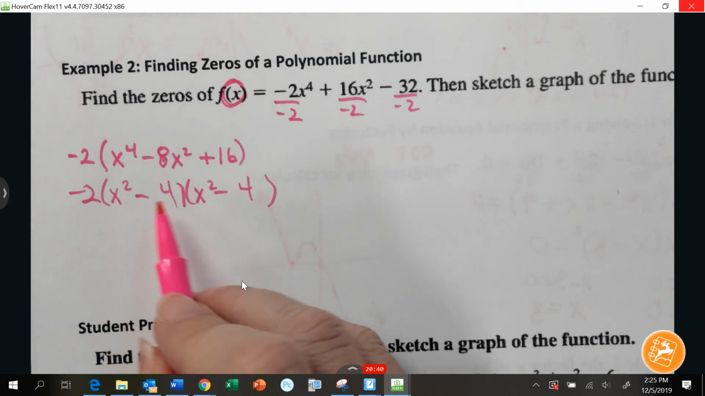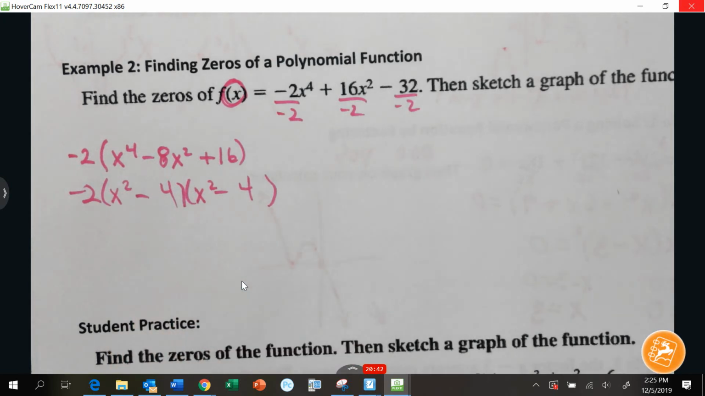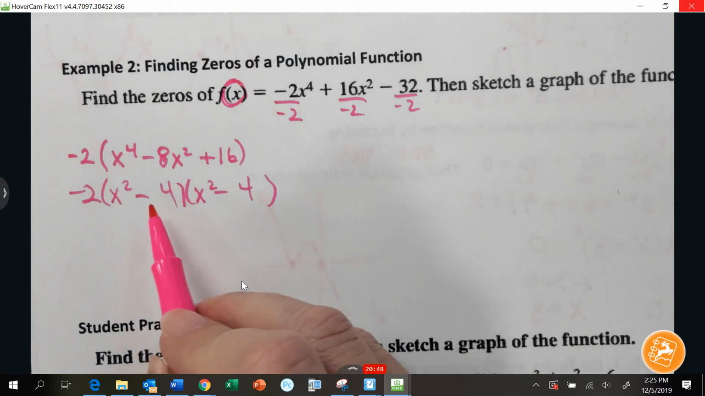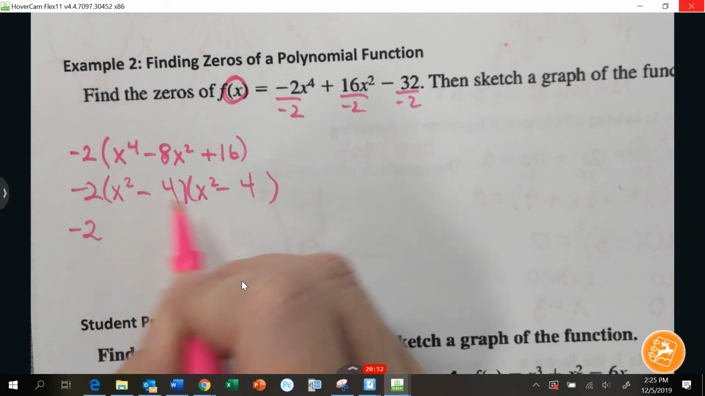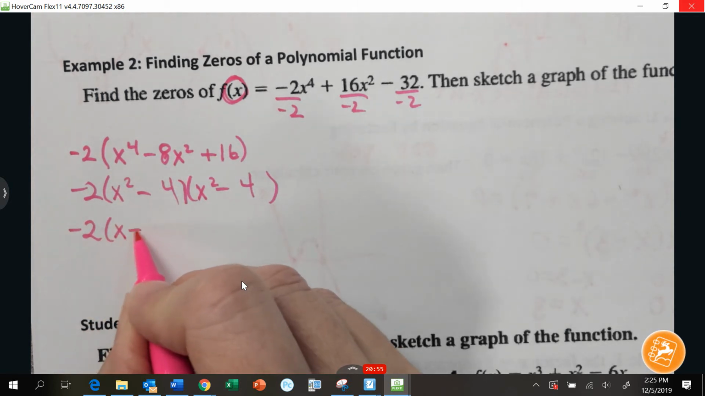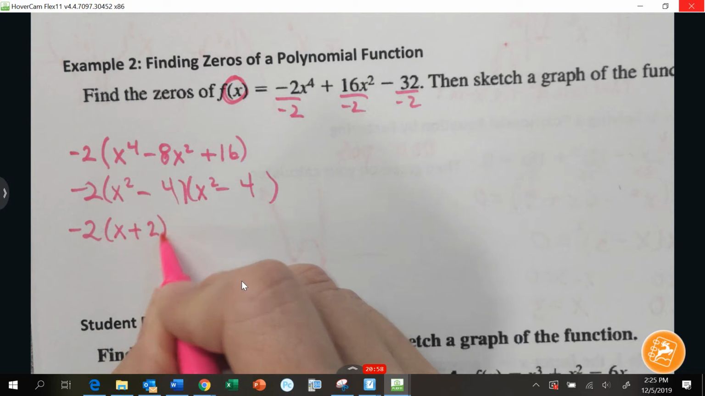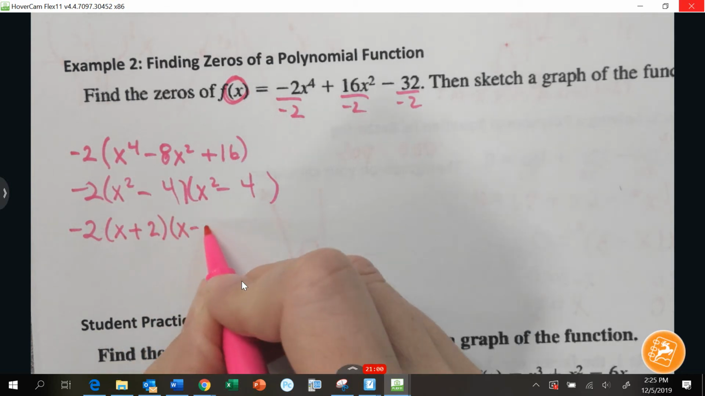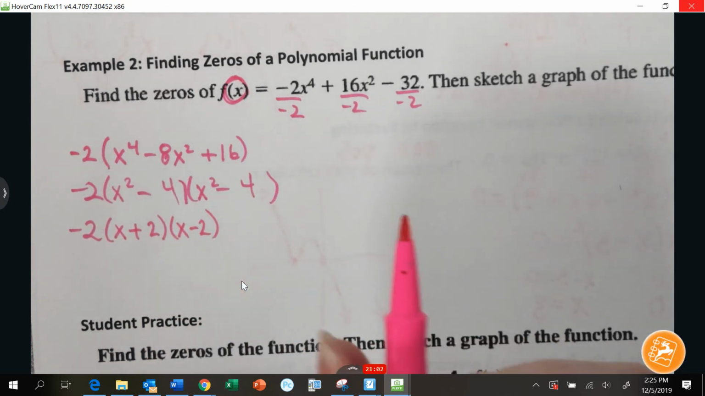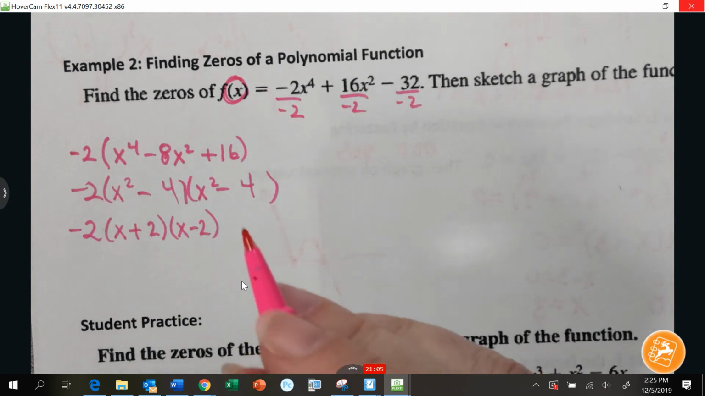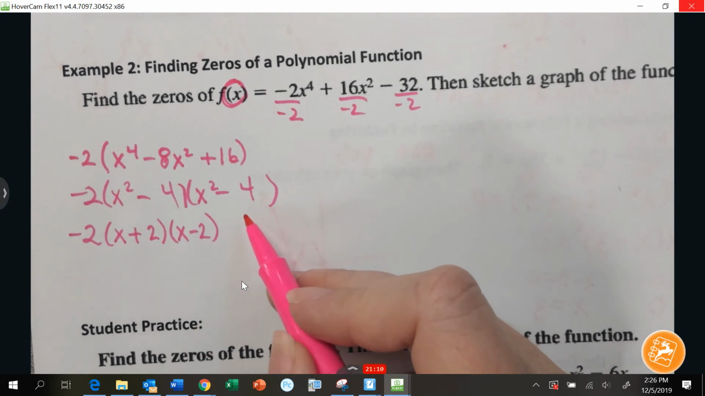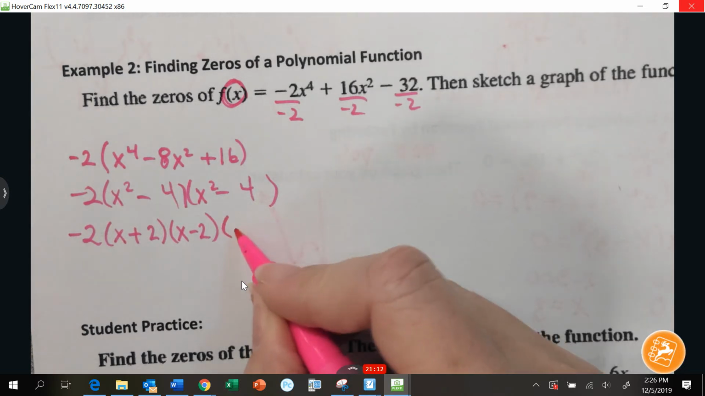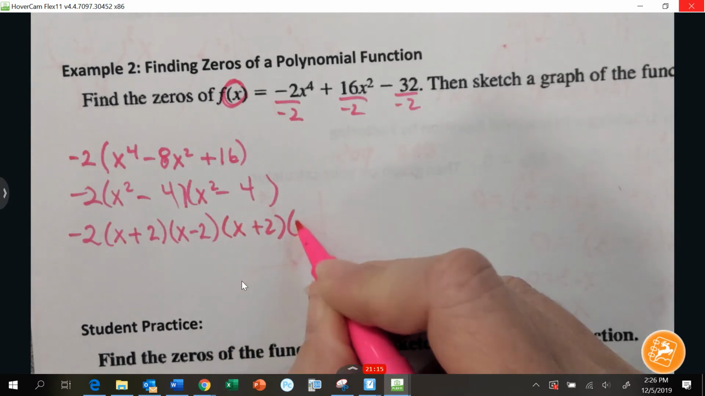But we are factoring this. Does x squared minus 4 factor further? Yes. What kind of factoring is x squared minus 4? There's a word for it. Difference of squares, right. So I factored that one. How about the other x squared minus 4? That's going to be x plus 2 and x minus 2 as well.